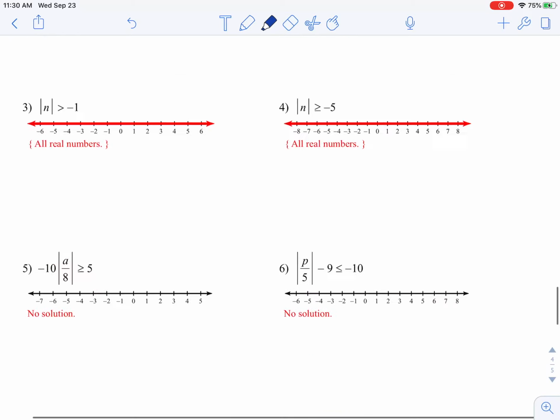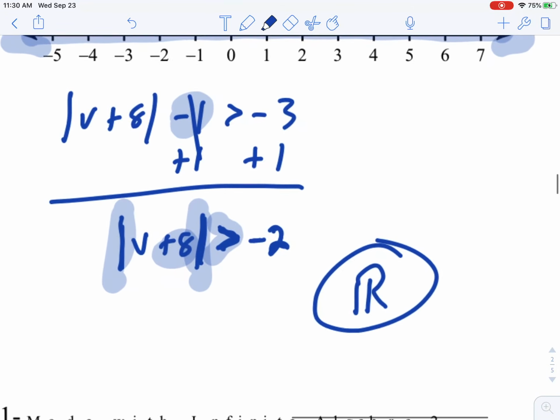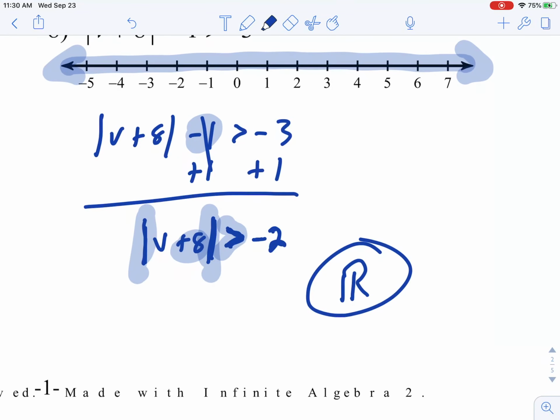So there it is. Could you go further and split this up and work it all out? Yeah, you could. And you'd go through another page worth of work, and then when you're all done, you would come to the conclusion that it's all real numbers. So why do that?